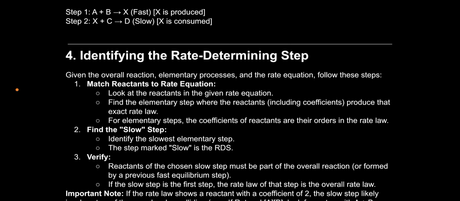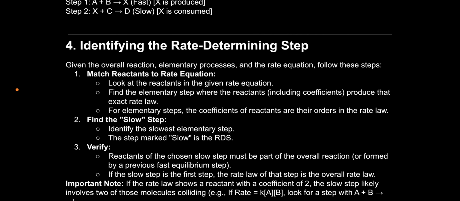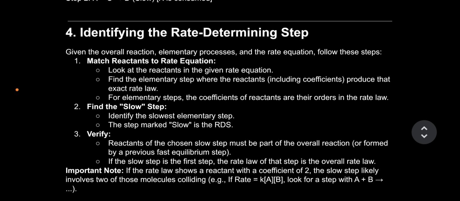Identifying the rate determining step. Given the overall reaction, elementary processes, and the rate equation, follow these steps. 1, match reactants to the rate equation. Look at the reactants in the given rate equation. Find the elementary step where the reactants, including coefficients, produce that exact rate law. For elementary steps, the coefficients of reactants are their orders in the rate law. Find the slow step. Identify the slowest elementary step. The step marked slow is the RDS.